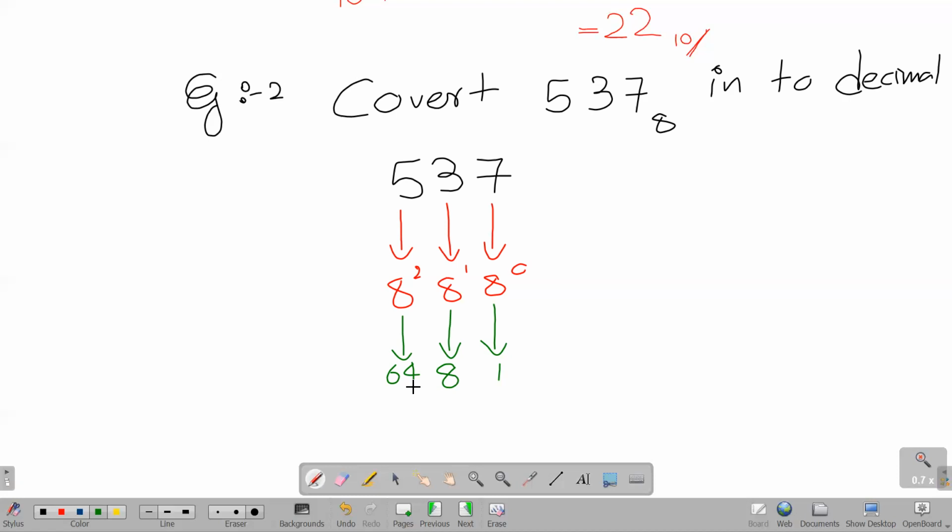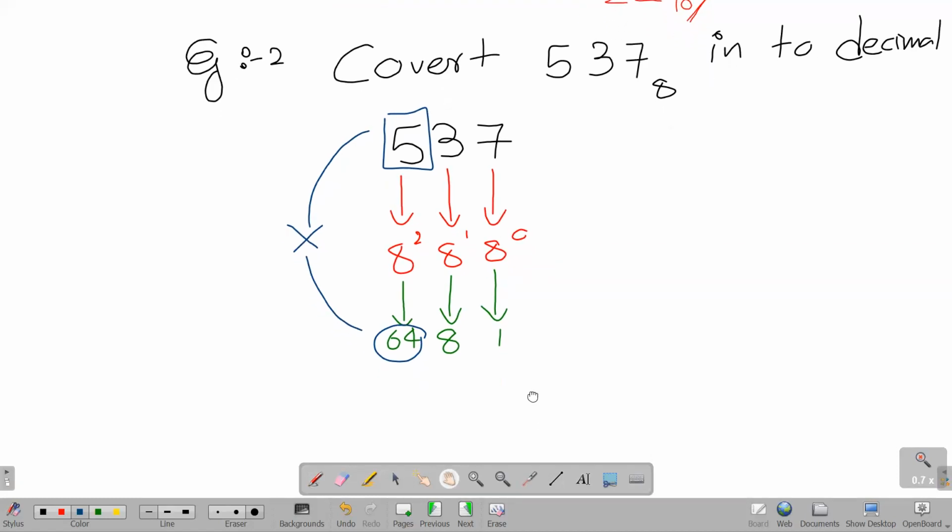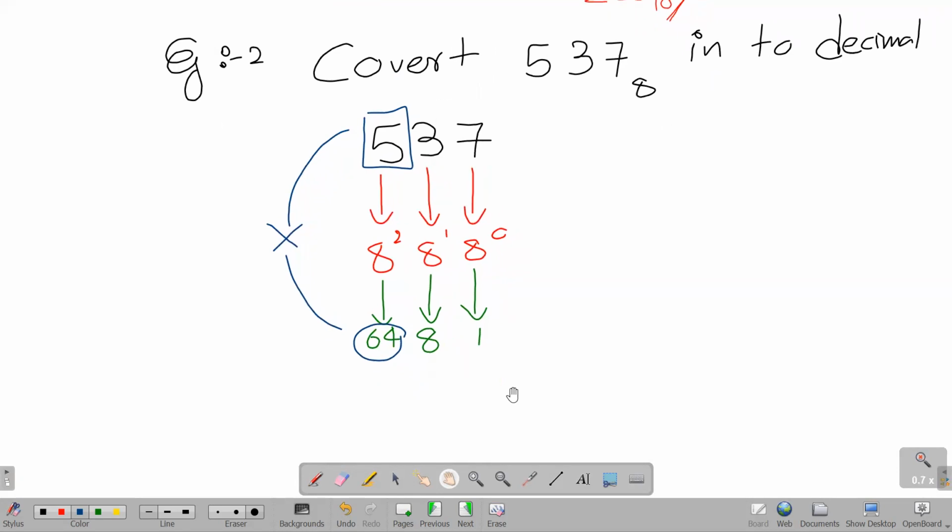Right? So you are going to do the same thing. You take the place value, you multiply it with the symbol value. So what we are going to do is 5 into 64 plus, I'll write it the other way around to be much clearer.